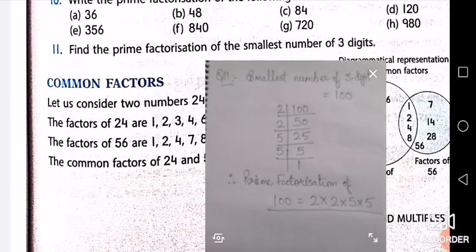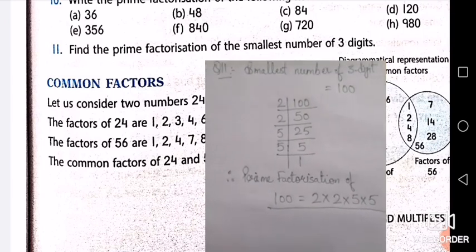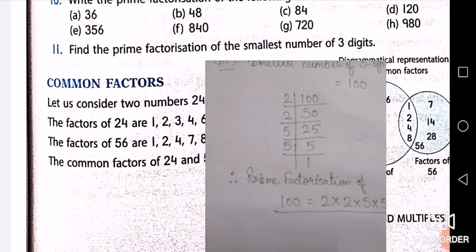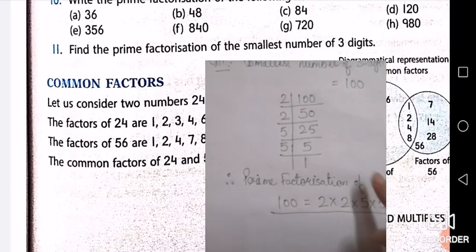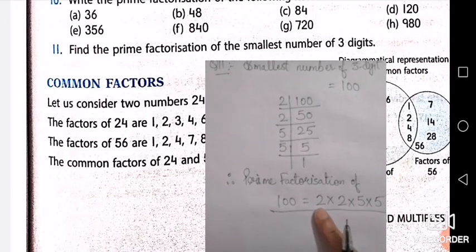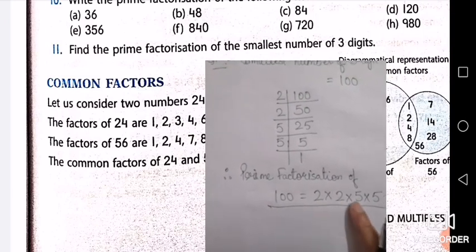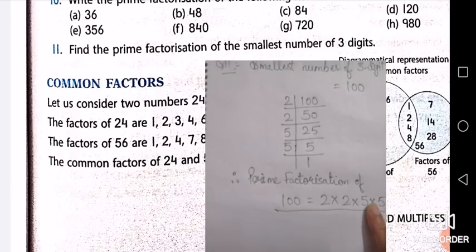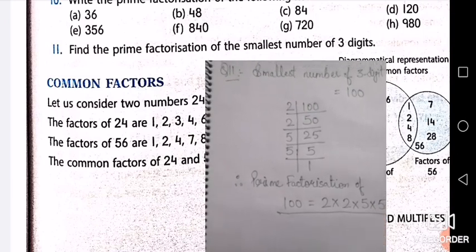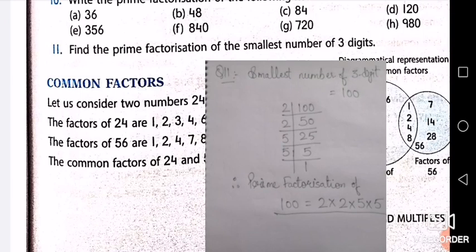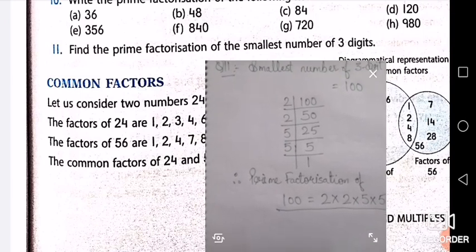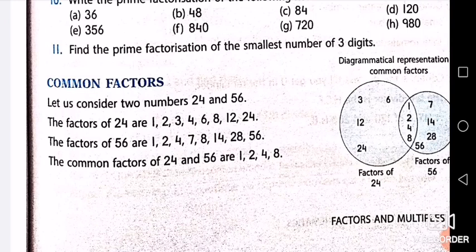What we have done first? We have written the smallest 3 digit number, which is 100. Then we have found the prime factorization of 100, which is 2 multiply by 2 multiply by 5 multiply by 5. I hope that is clear to you all. So now children, with this question we have completed our exercise 4.2.